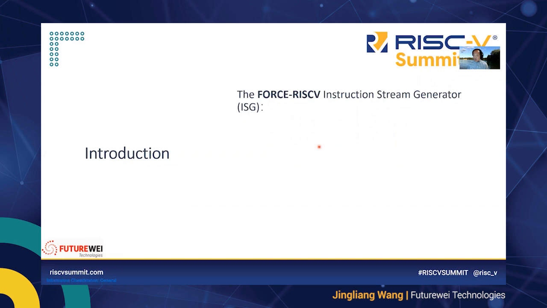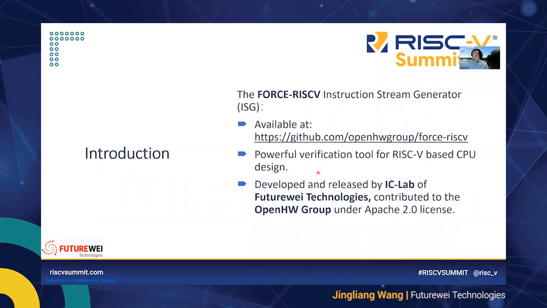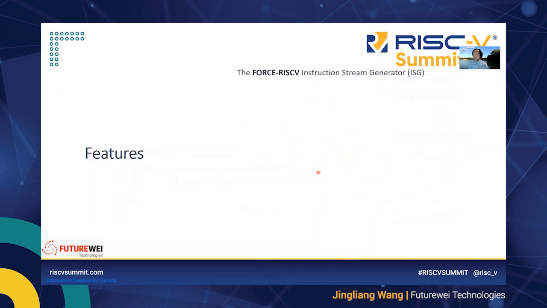The Force RISC-V instruction stream generator is available at github.com/openhwgroup/force-RISC-V. It is a powerful verification tool for RISC-V-based CPU design. It is developed and released by IC Lab of FutureWay Technologies, contributed to the OpenHW Group under Apache 2.0 license.